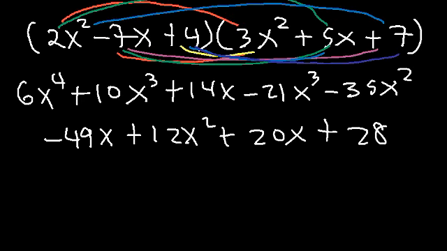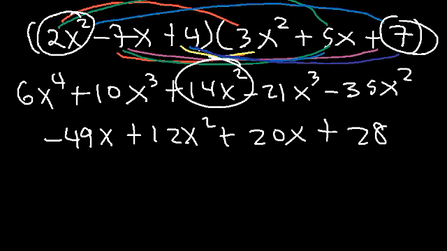Now I do need to make one small correction. 2x squared times 7 is 14x squared. I put 14x, so just want to make sure that was corrected. Now 6x to the fourth is a term by itself. There's no other like terms similar to it, so we can rewrite it. Now we only have two terms with an x cubed. That's 10x cubed and negative 21x cubed. So 10 minus 21 is negative 11.